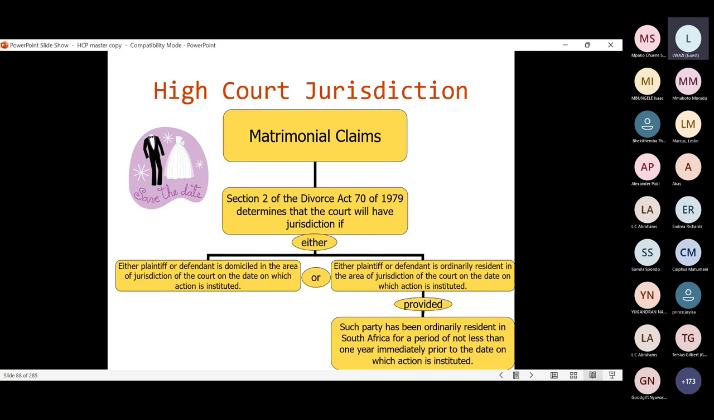Then you have to bring an application. But the court can attach property to confirm jurisdiction if it is necessary. But if the person says, look, I agree to the court's jurisdiction and I will defend the matter, then obviously not. But the court can give you that, that the property be attached to confirm jurisdiction. Okay, thanks. It's in terms of Section 28 of the Superior Courts Act.